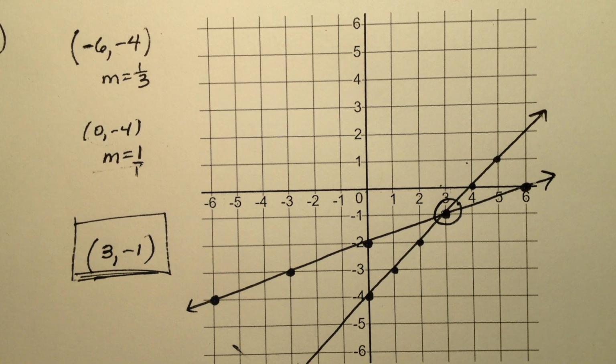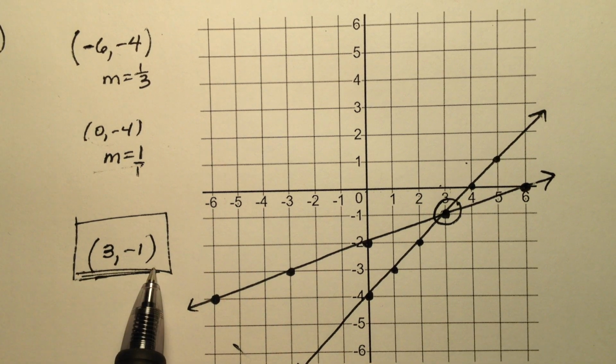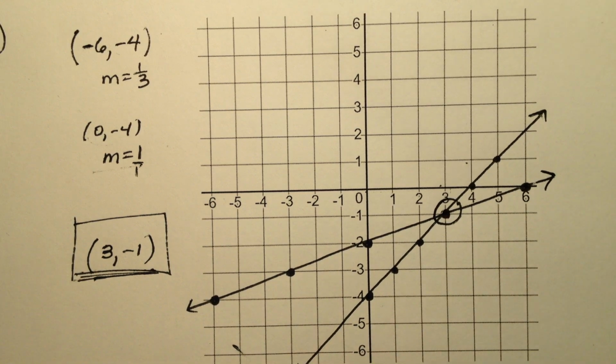And if we want to, we can classify this system then as consistent and independent, since it has a single solution which represents this single point of intersection.